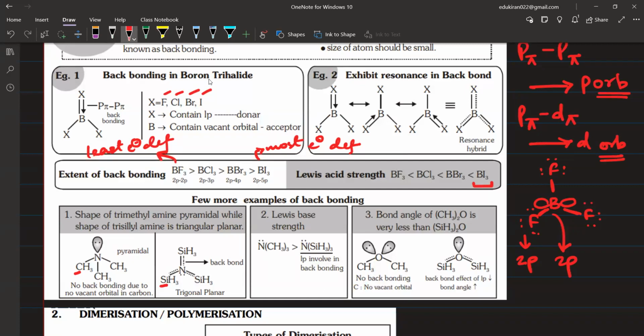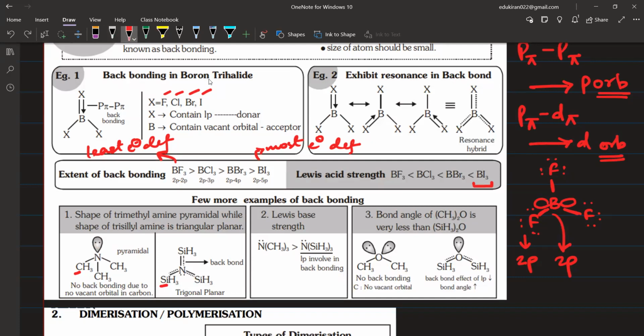Now, when you have a nitrogen-silicon bond, nitrogen can donate electrons to silicon, which has vacant d orbitals. And when there is a vacant d orbital, it forms a trigonal planar structure rather than the pyramidal structure of trimethylamine. Since trimethylamine is pyramidal, there is no back bonding. Its lone pair electron is not delocalized; it stays on nitrogen only. But the nitrogen's lone pair in trisilylamine is donated towards the surrounding silicon atoms, and the Lewis base strength also decreases.